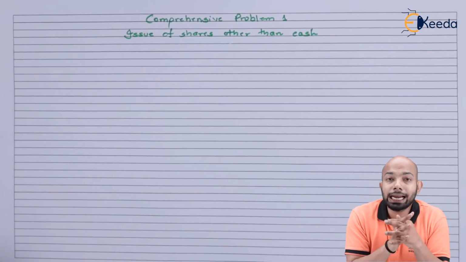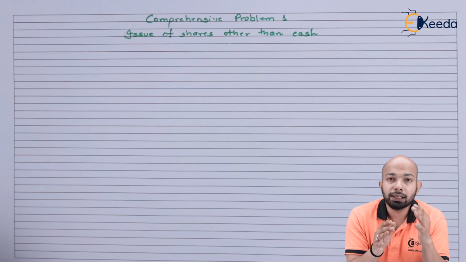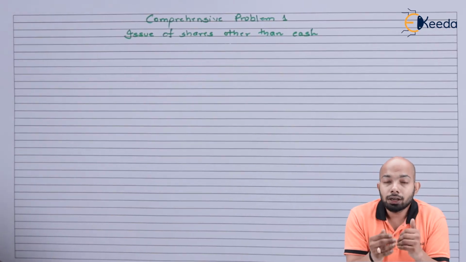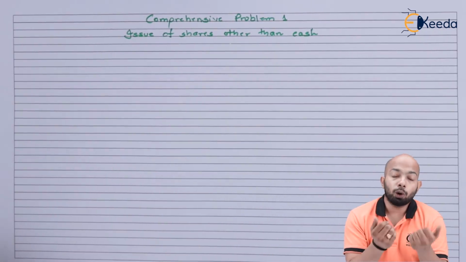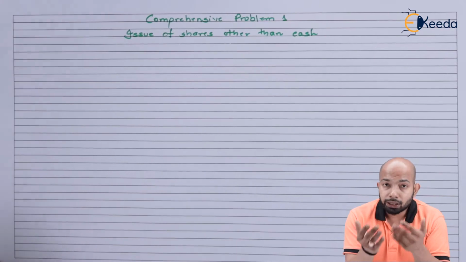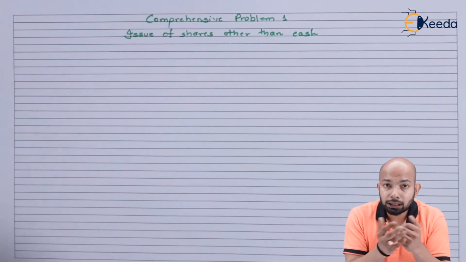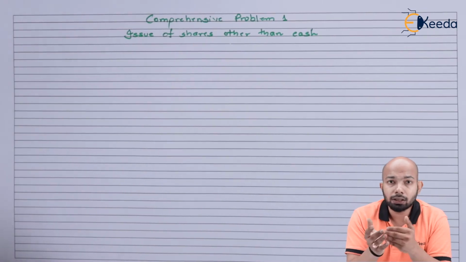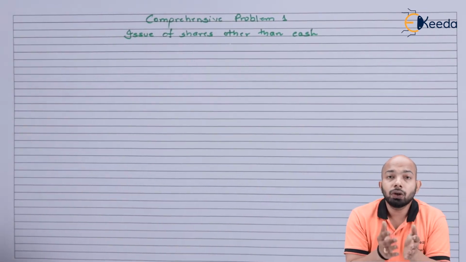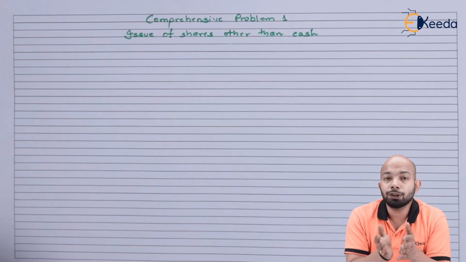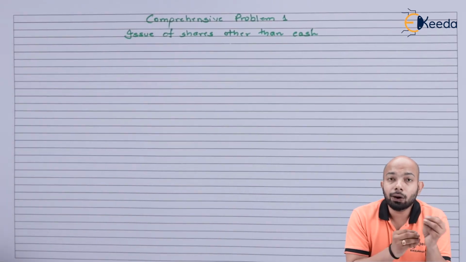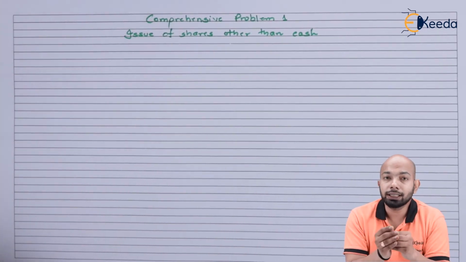Now, what can this consideration in kind be? Basically, if you're procuring certain assets or if you're procuring certain services, and in return, instead of paying cash to that service provider or product provider, you are providing shares of your own company to them. Yes, this is the concept of issue of shares for consideration other than cash.